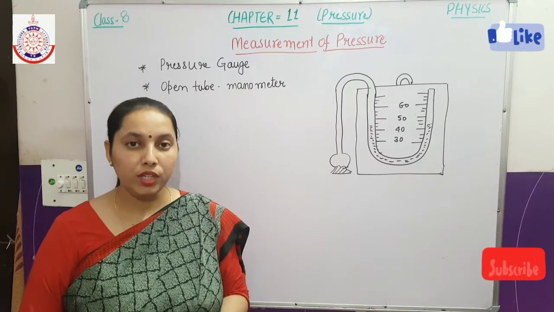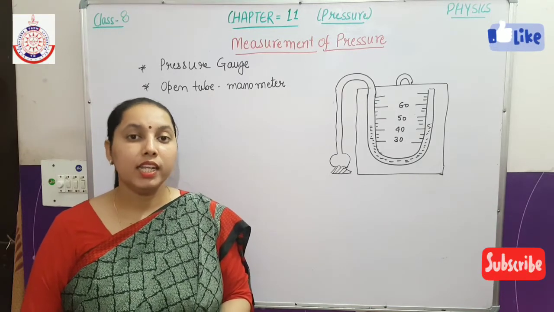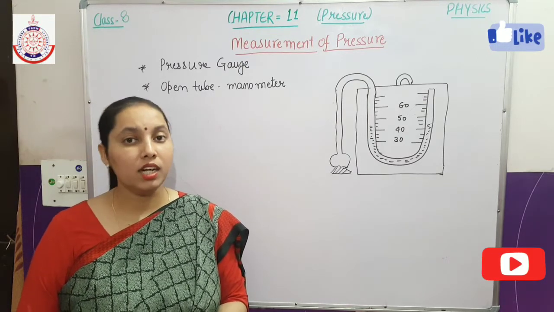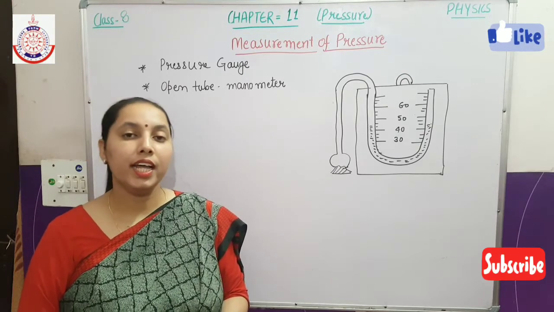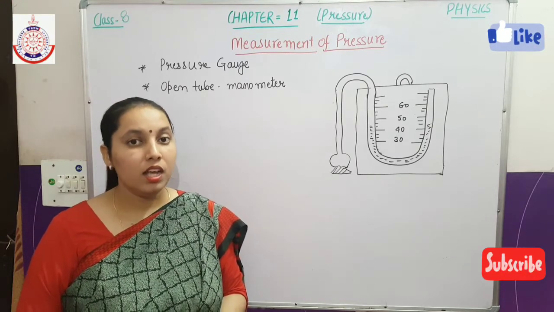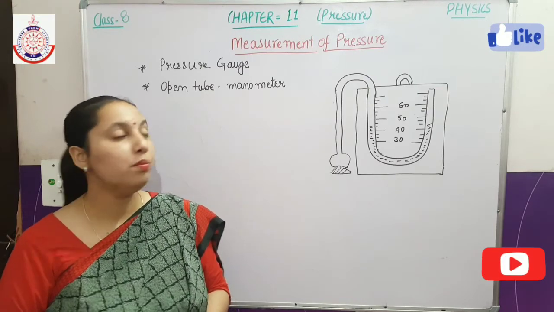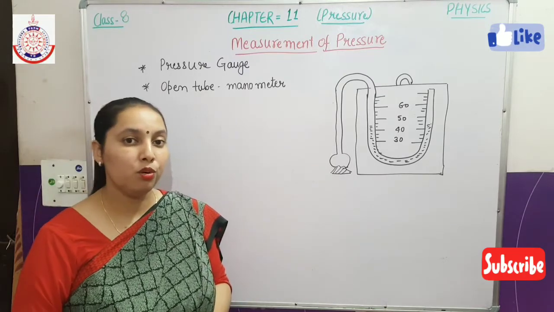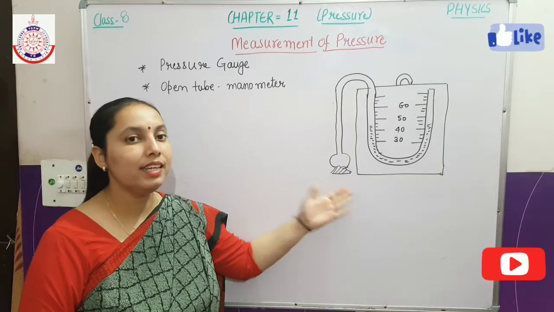Today we are going to discuss the next topic, that is the measurement of pressure. How we can measure it, and with which instrument. We can measure the pressure with the help of a pressure gauge. The simplest pressure gauge is the open tube manometer. Here is the picture of an open tube manometer that we can use very easily.